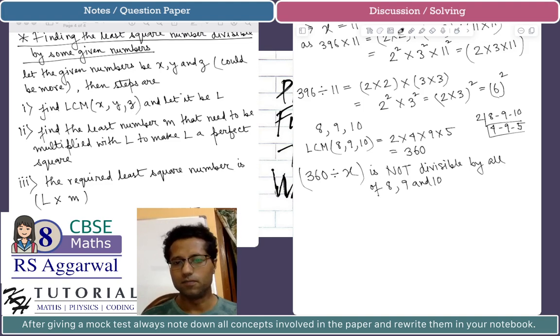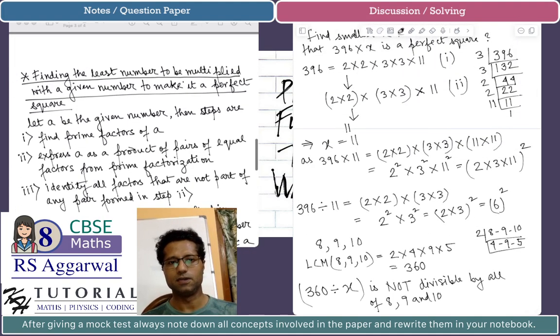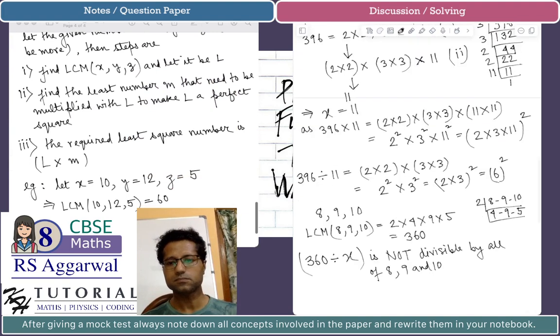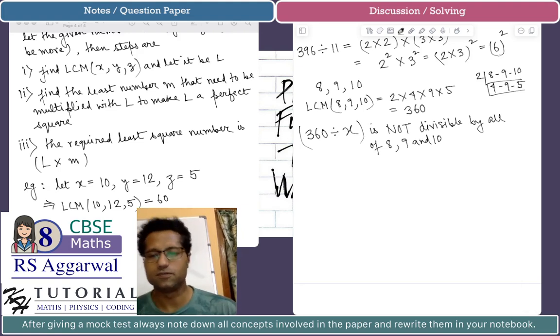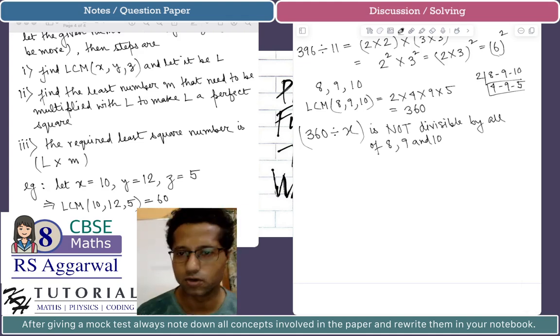So in this problem, after getting the LCM, we have to find the least number that we need to multiply with 360 so that the result is a perfect square. So now the question has boiled down to the previous typical problem, which was finding the least number to be multiplied with a given number to make it a perfect square. So for this example, we have 360. What least number should we multiply 360 with to make the product a perfect square?